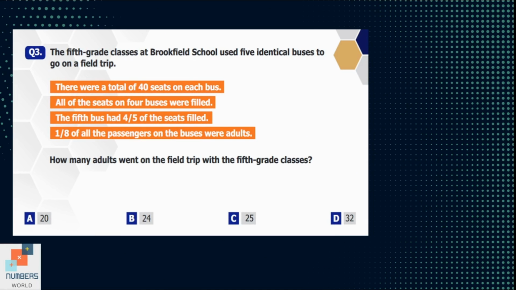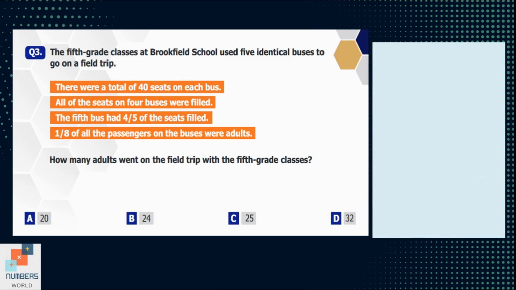Question number 3. The fifth grade classes at Brookfield School used 5 identical buses to go on a field trip. There were a total of 40 seats on each bus. All of the seats on 4 buses were filled. The fifth bus had 4/5 of the seats filled. 1/8 of all the passengers on the buses were adults. How many adults went on the field trip with the fifth grade classes?